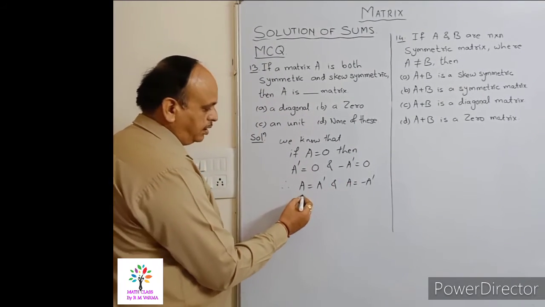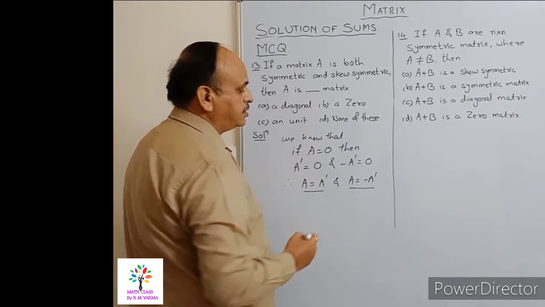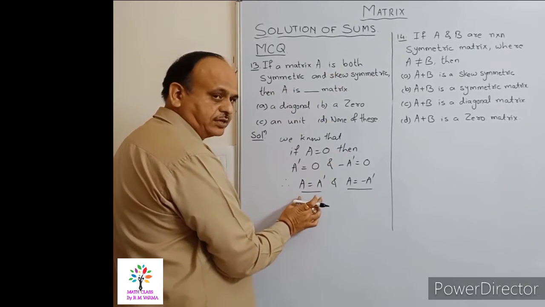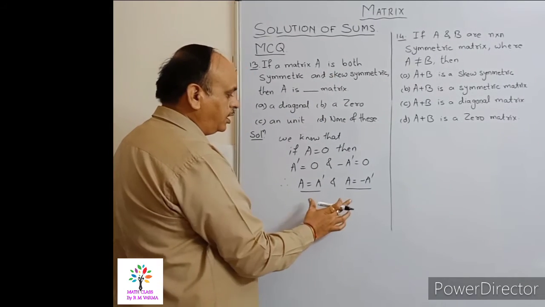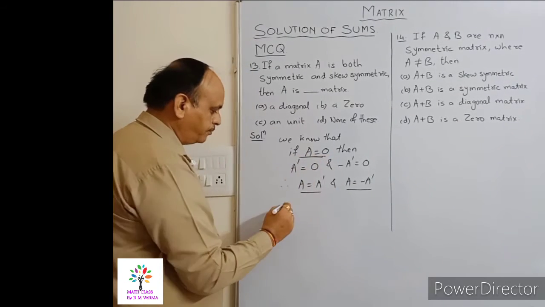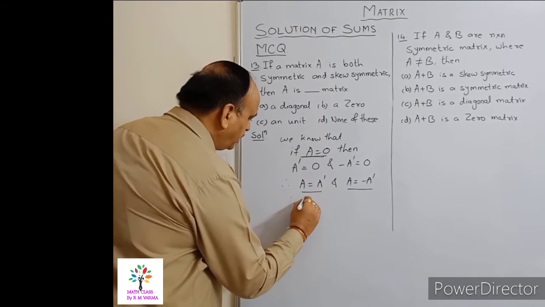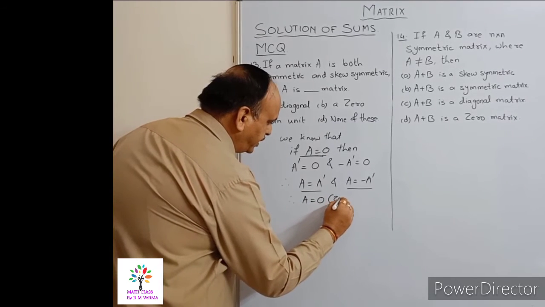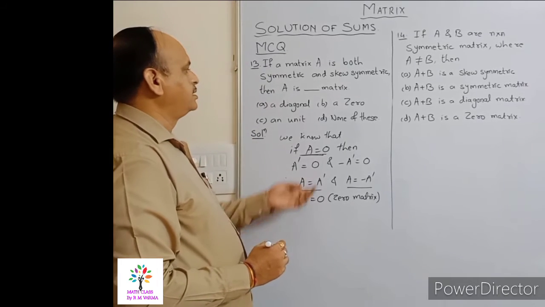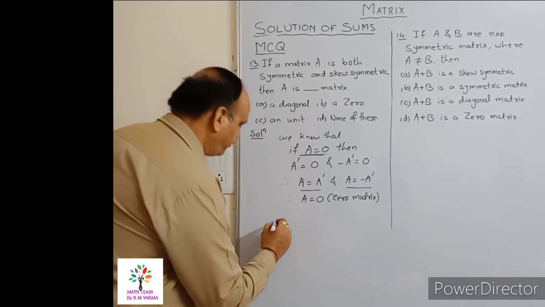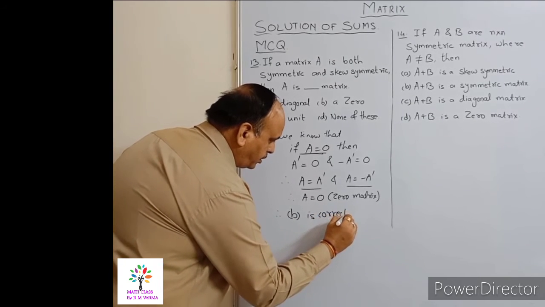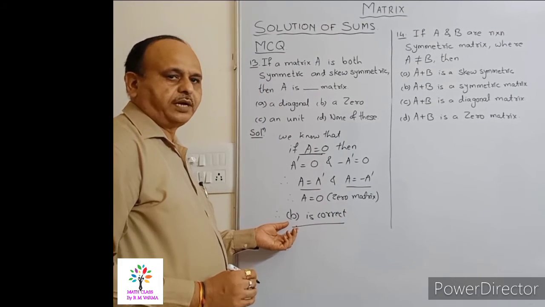This means that A is symmetric and A is skew symmetric, as we are given that A is both symmetric and skew symmetric. So A is symmetric also and skew symmetric also. Now, when do we have this? When we have A equals to 0. Therefore, A equal to 0, that is 0 matrix. So our answer is 0 matrix. Therefore, the correct answer is B. So option B is correct.